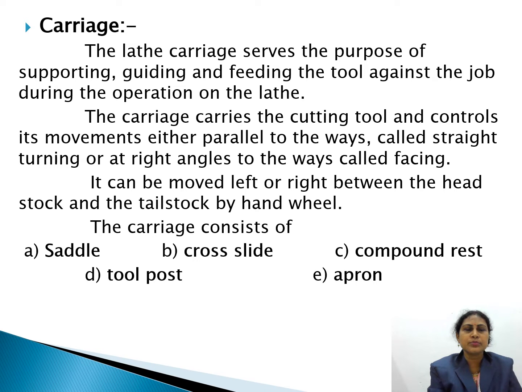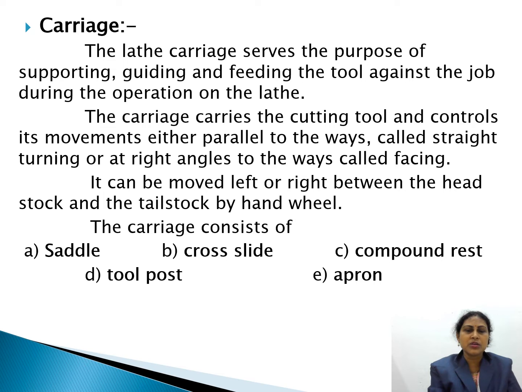Then the carriage. The lathe carriage serves the purpose of supporting, guiding, and feeding the tool against the job during the operation on the lathe. The carriage carries the cutting tool and controls its movement either parallel to the axis, called straight turning, or at right angles to the axis, called facing. It can be moved left or right between the headstock and tailstock by the handwheel.